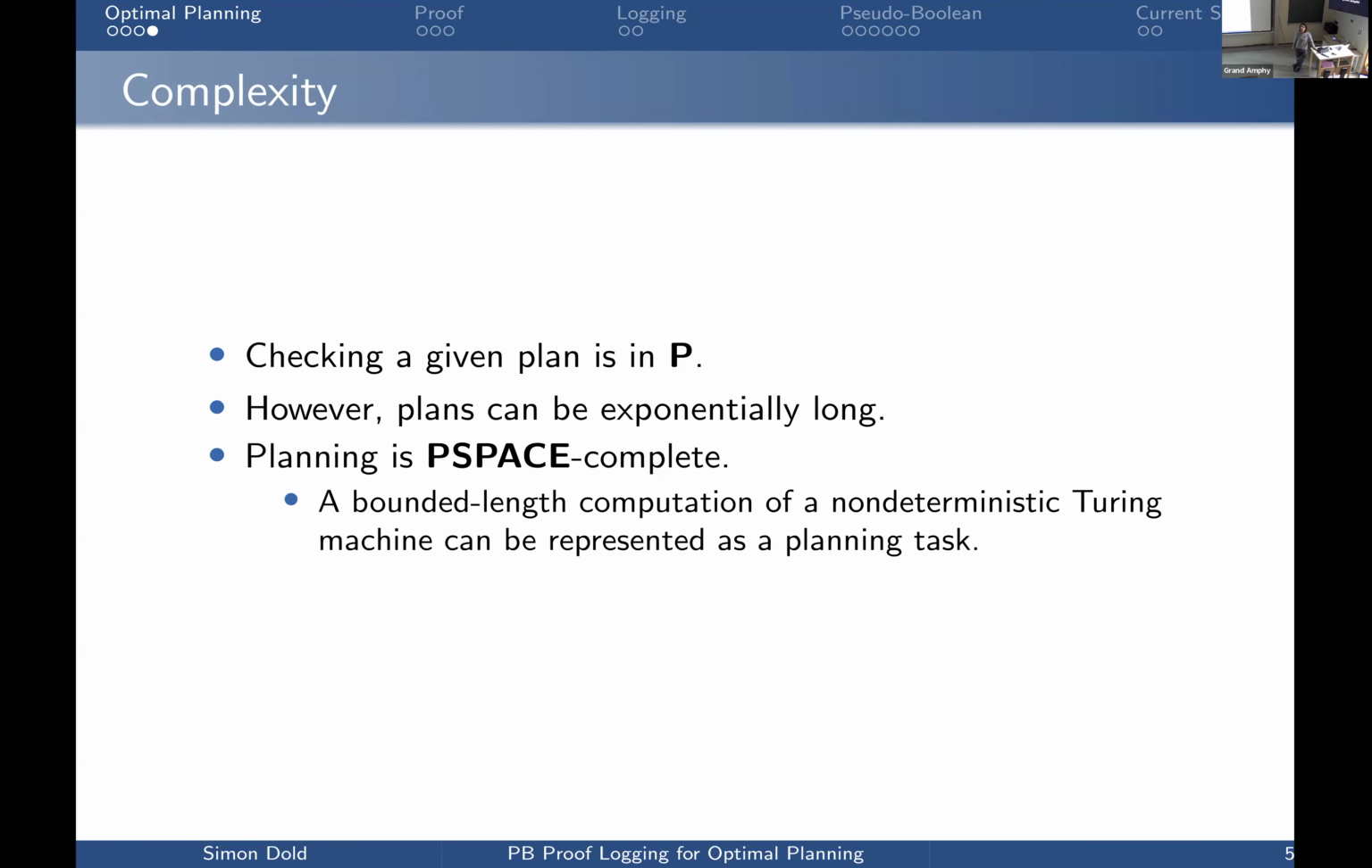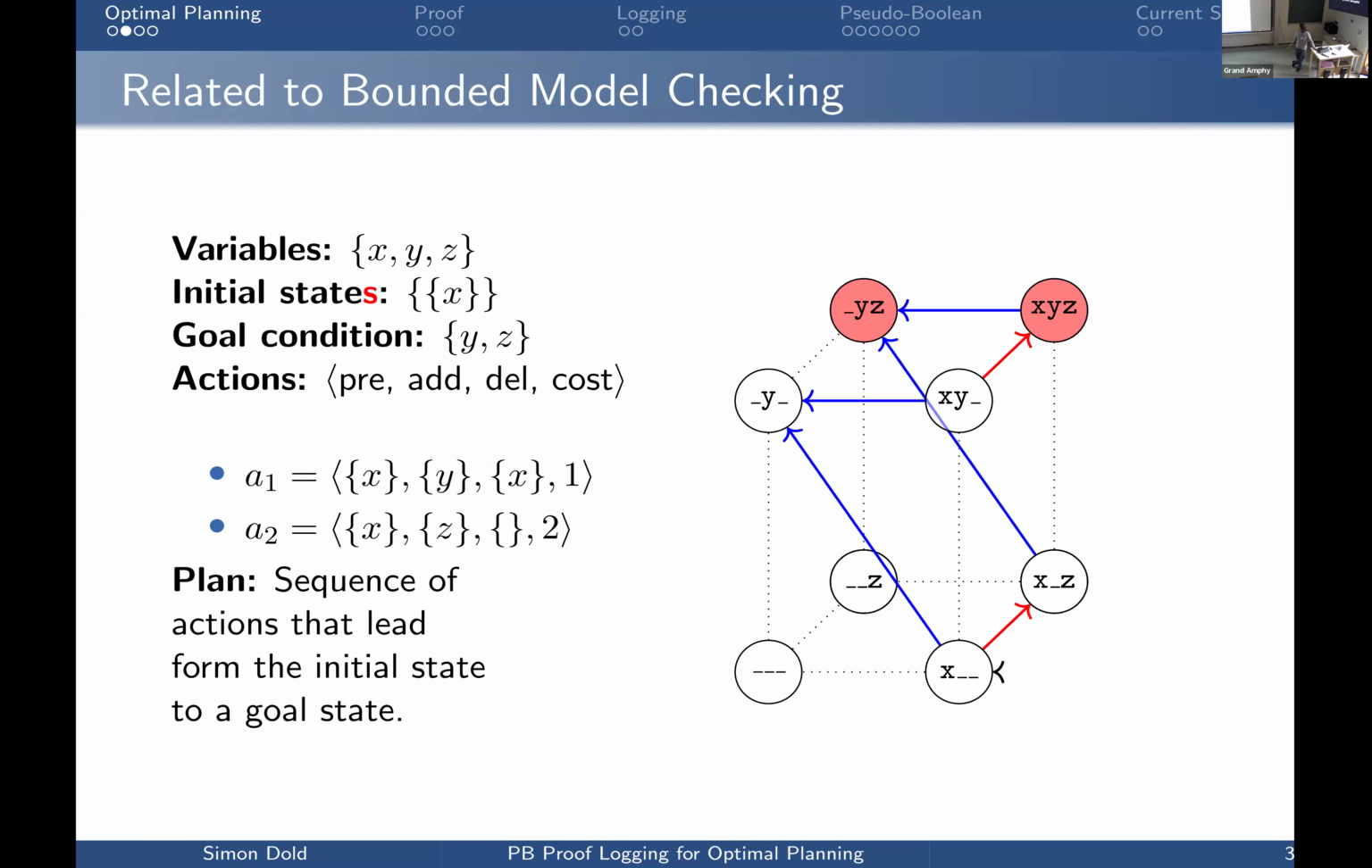And that should convince you that it is a PSPACE-complete problem to find the plan or to confirm that no plan exists. Yes? You say the plans can be exponentially long. Yes. In the size of the encoding of the planning task. So in the size of the transition relation? In the size of that. Okay, thanks.